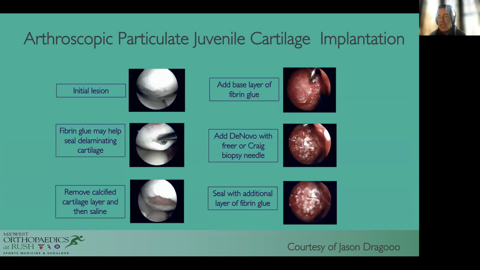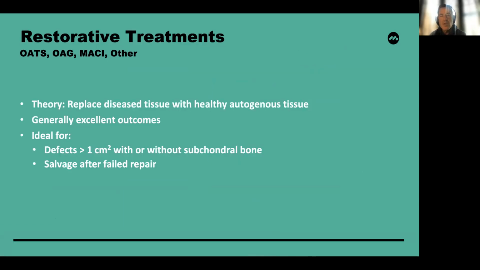This is a technique that's courtesy of Jason Dragoo, looking at another form of arthroscopic treatment using particulated juvenile cartilage implants. This basically shows the sequence of the initial lesion that's prepared, as we've shown you, with violation of the calcified layer, creating vertical walls, and adding juvenile particulated cartilage with fibrin glue, very similar to the Autocart procedure that I showed you previously.